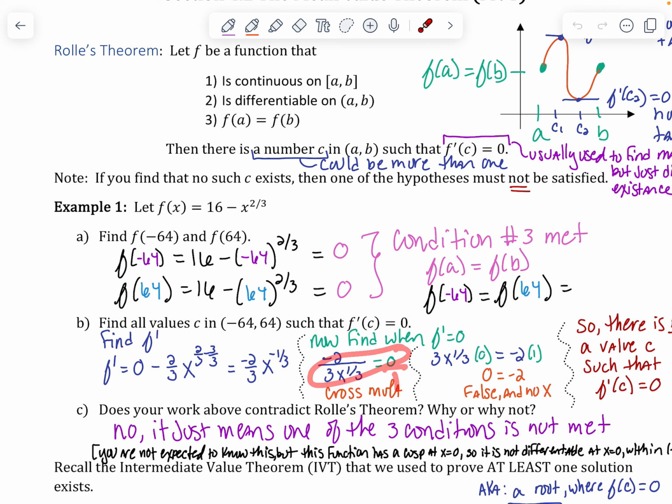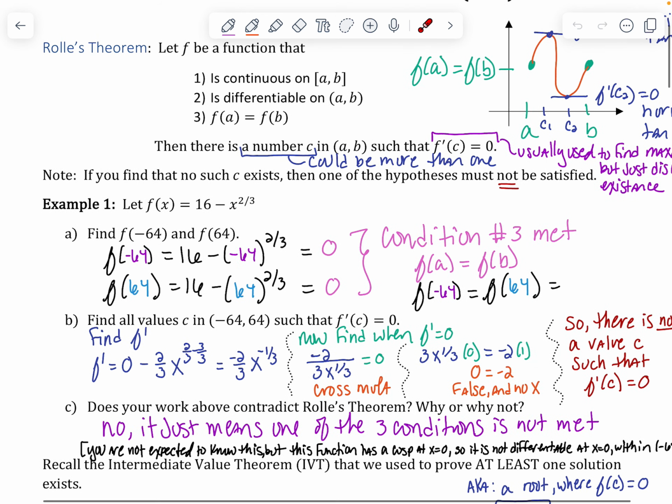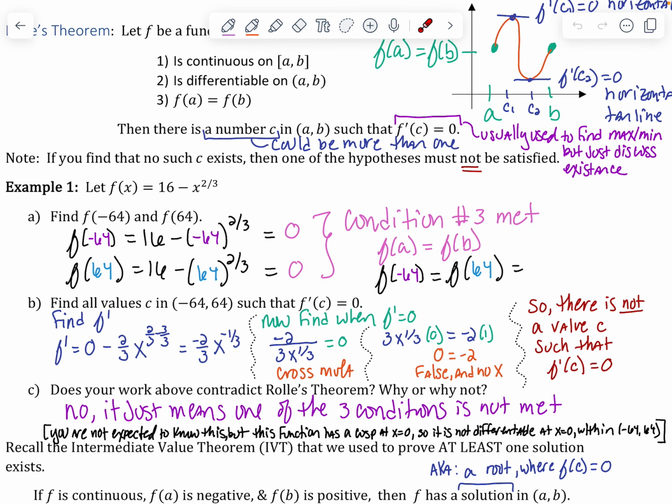So we're going to cross multiply the 3 with the 0. We're going to cross multiply negative 2 with an invisible 1 as a denominator of 0. 0 times anything is 0. But negative 2 times 1 is negative 2. This is a false statement. There is no x to solve for, and I have something that's not true. So therefore, this does not meet Rolle's theorem.